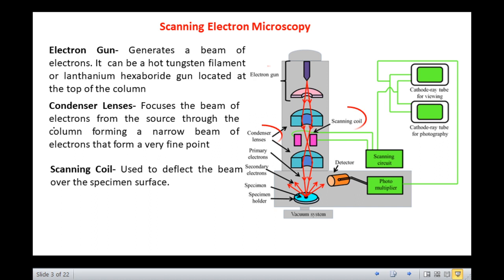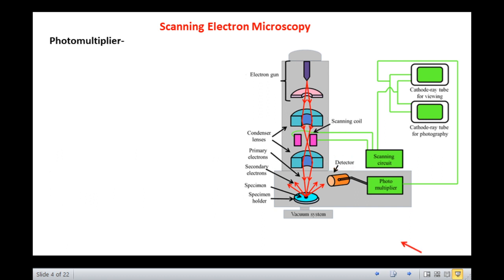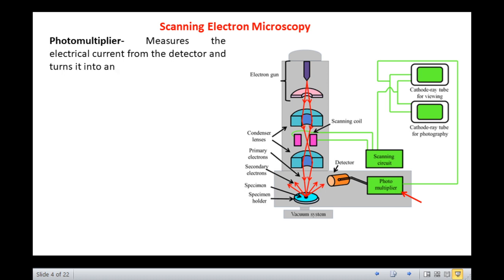Yet another component is the secondary electron detector. It attracts the electrons that bounce off the sample and turns them into electrical current. The functioning of the detectors highly depends on the voltage, speed and the density of the specimen. The next component is a photomultiplier. It measures the electrical current from the detector and turns it into an image on the screen.